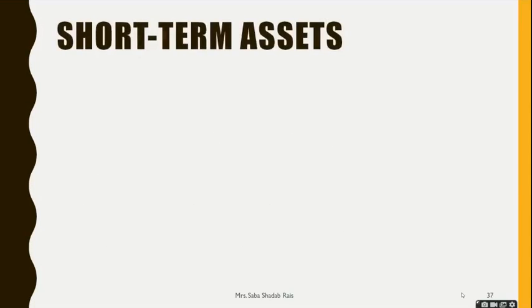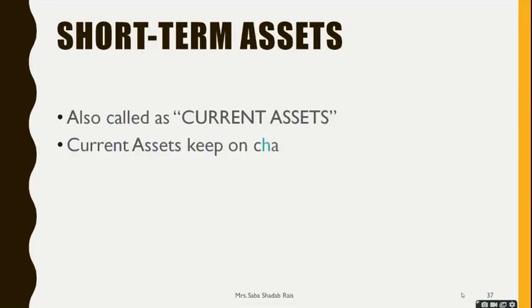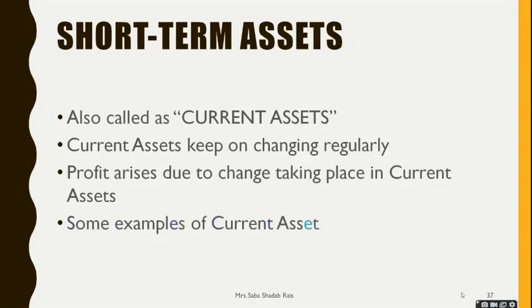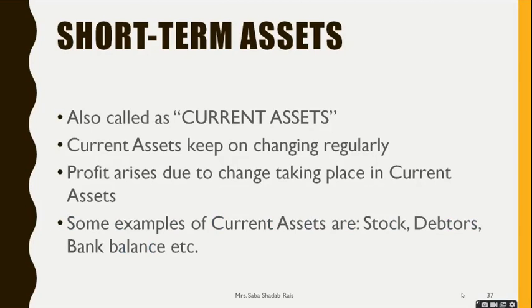The next type is the short-term assets. Short-term asset is also called the current asset. Now this will keep on changing regularly. Why will it keep on changing regularly? Because the current assets are affected by the market. So we are getting profit or any loss because of the current asset.